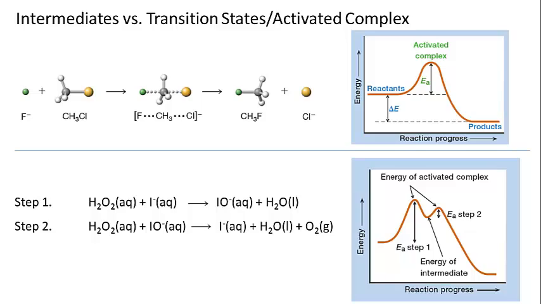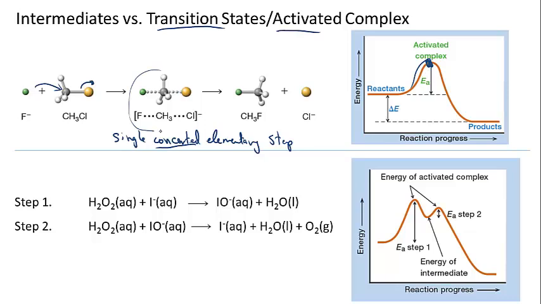Now we're going to talk a little bit about how intermediates are related to our reaction coordinate diagrams. What happens is if you have a reaction that happens in a single concerted step, so this is a single concerted elementary step. And concerted means that bond making and bond breaking happens at the same time. So we have this fluoride coming in here. We have this chloride popping off. And what happens is, as the reactants come together, they go up to this activated complex, which is also called a transition state, which is that species right there.